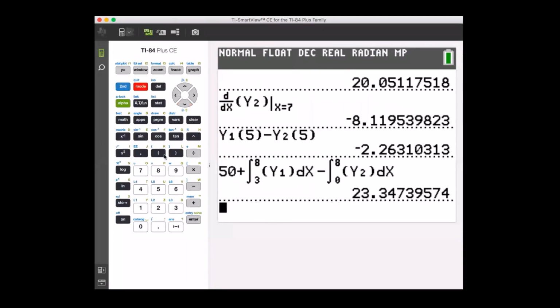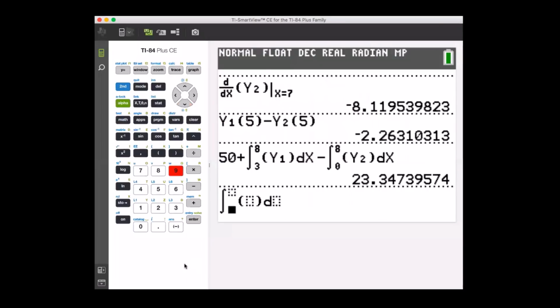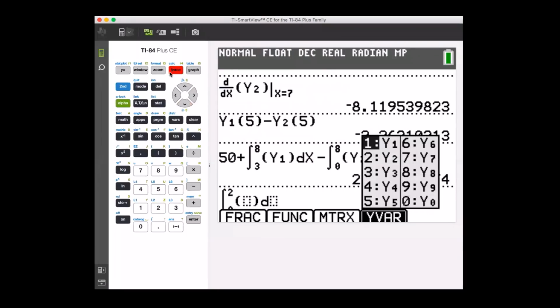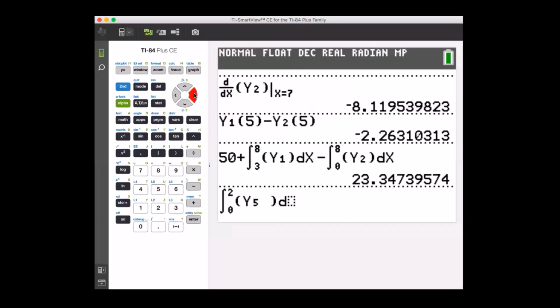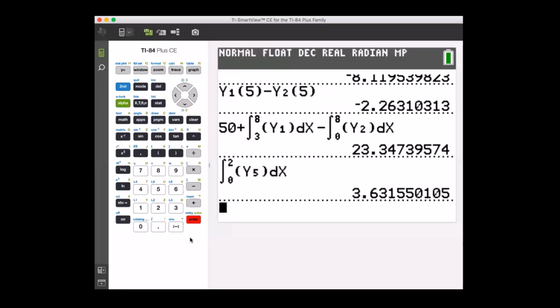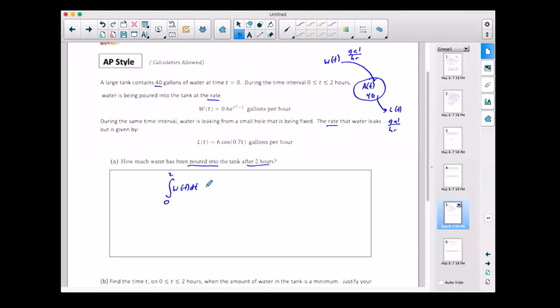So based off of this, I am now trying to integrate from 0 to 2 of, in my case, remember I had mine in Y5. So I'm going to go to alpha F4. That's the shortcut for the TI-84. And then I'm going to hit Y5 of dx. And my calculator gives me a grand total of 3.63155. So for my answer in part A, that's approximately 3.63155.